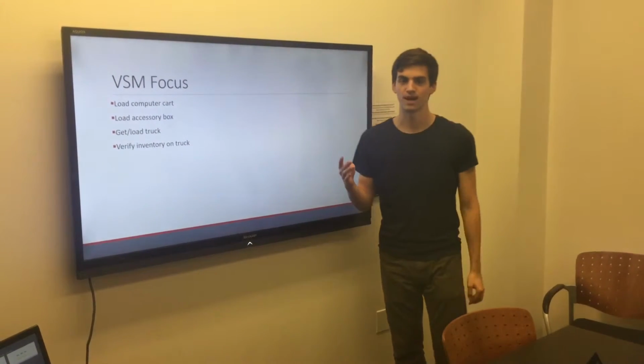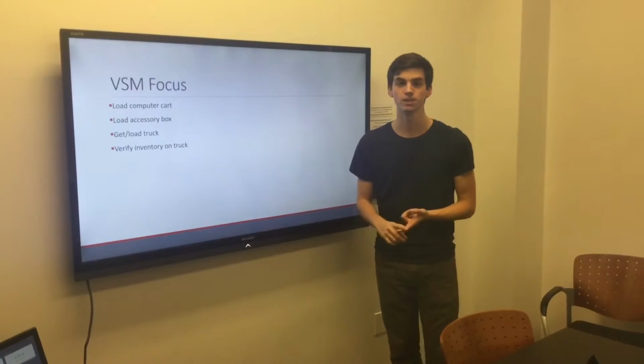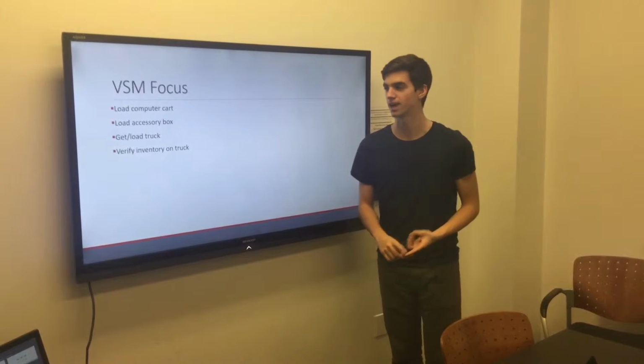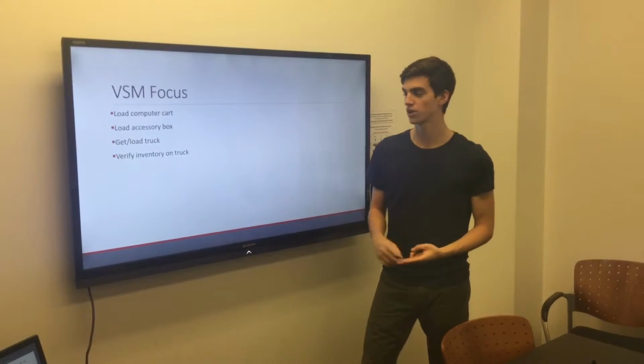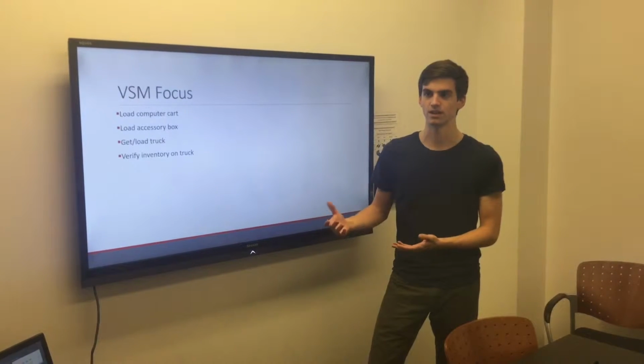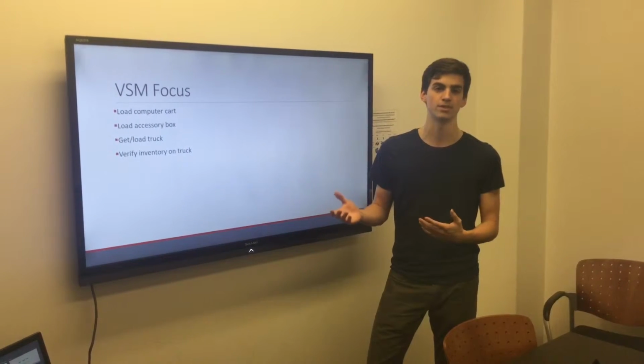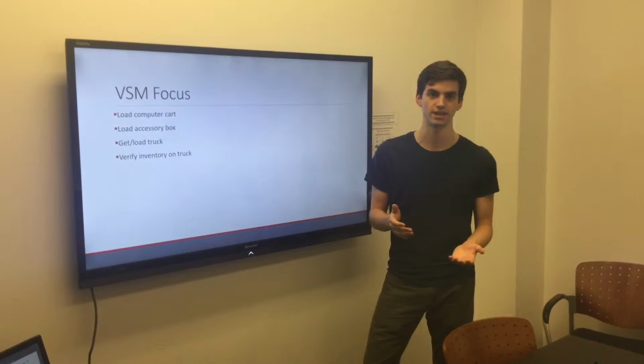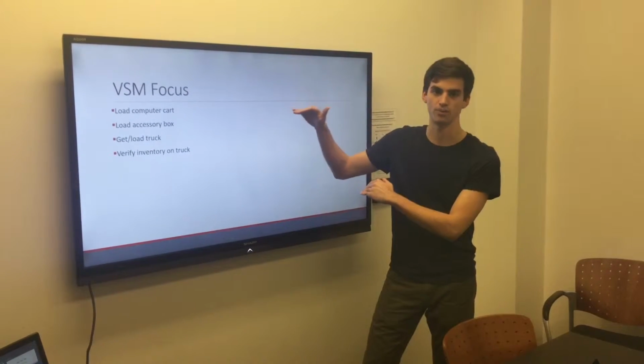Each of the 4 process boxes is listed right here. So that's loading the computer cart, loading the accessory box, getting and loading the truck, as well as verifying the inventory that's placed on the truck. This leads to problems that occur. Every time there's a promotional item left at the distribution center, it usually occurs in these 4 process boxes of the value stream.